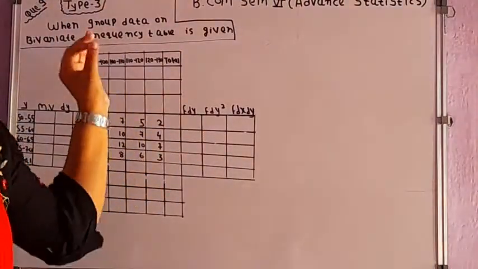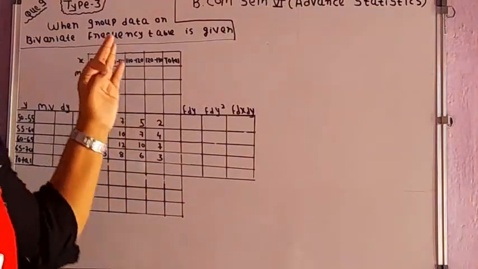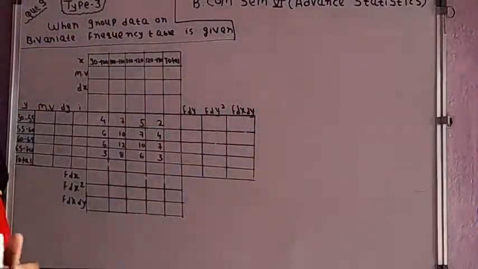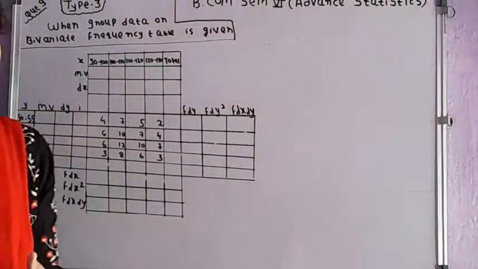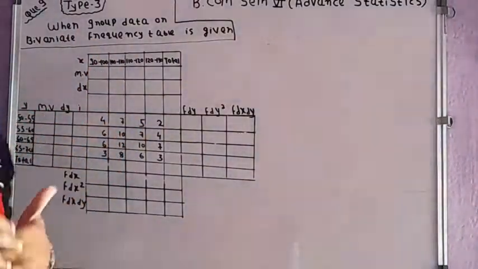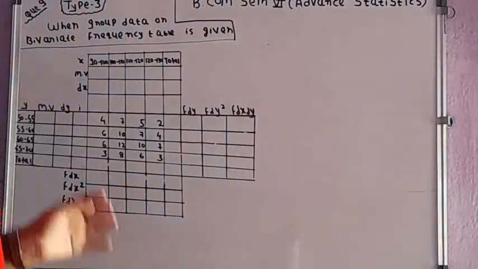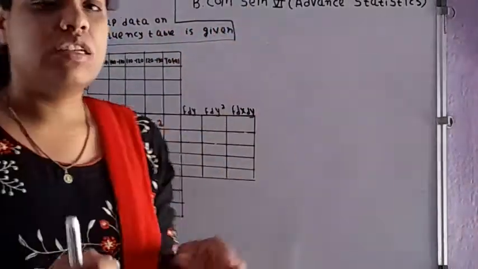As far as the subject is concerned, under this we are dealing with our second unit. Now, we are on the verge of ending our second unit, that is regression analysis. Today we are going to discuss the type 3 problems under this chapter. The central idea of type 3 problems is when group data or the bivariate frequency table is given in the problem.